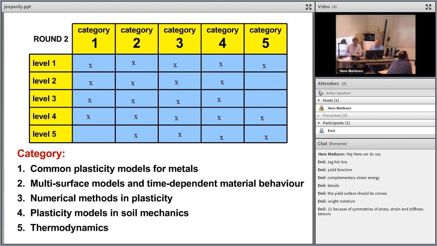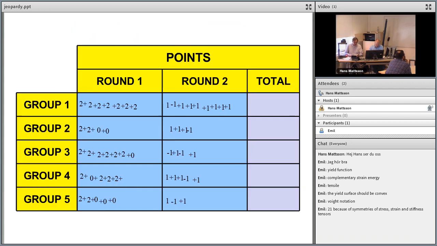No more level 5 questions of this. Category 1, level 5. How can it easily be checked if plastic incompressibility is fulfilled in a von Mises model? Group 3.